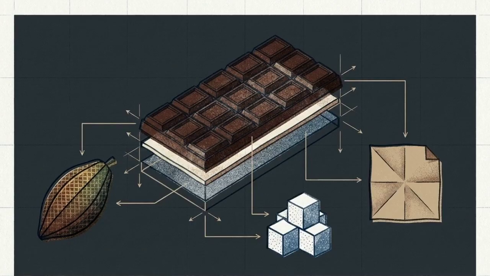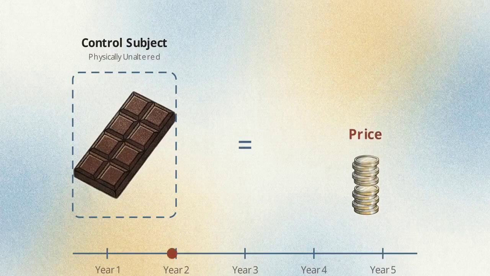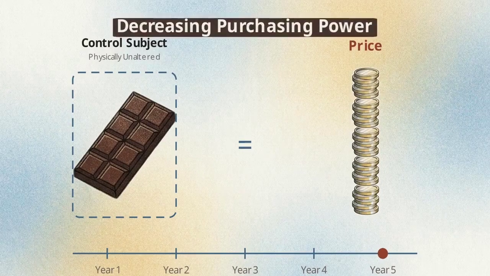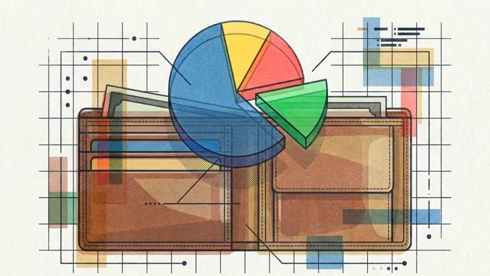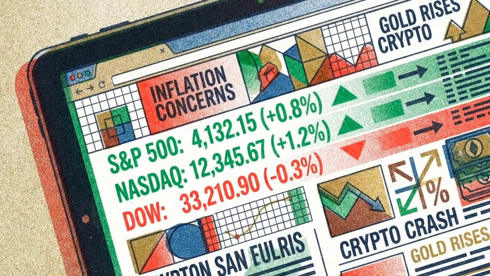To understand those forces, let's look at a control subject, a standard, generic chocolate bar. If we isolate its basic components, cocoa, sugar, packaging, and set a baseline price of $1, we get a highly effective diagnostic tool. By measuring how much you have to pay for this exact, physically unaltered item year over year, you can track how the purchasing power of your money is actually shifting over time. Decoding why that price changes helps you adapt your budget, negotiate your next salary, and identify your economic environment.